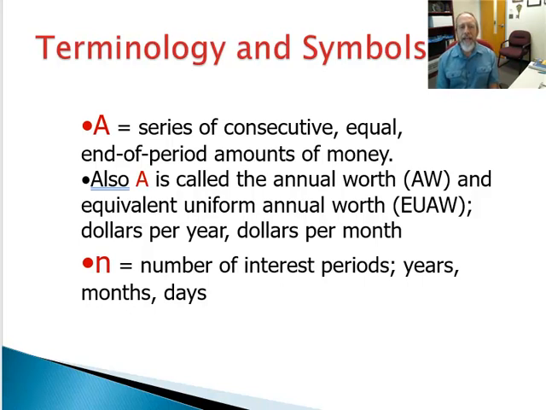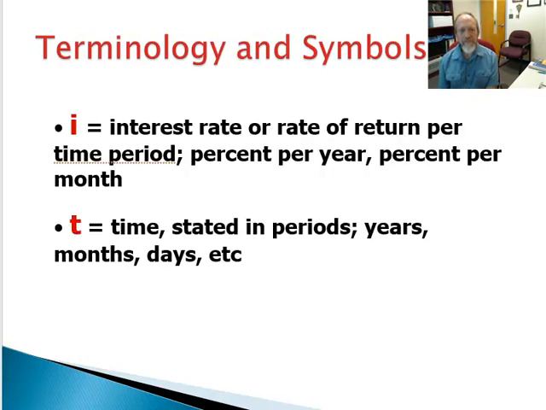N is important because it's the number of interest periods. In the context of using an annual interest rate, N is in years. But it doesn't have to be in years. It can be in months. It can be in days. There's another case you're going to consider where it can be continuous. That's a little bit more complex, but again, it just adds something to the equation. The concept, however, is no different.